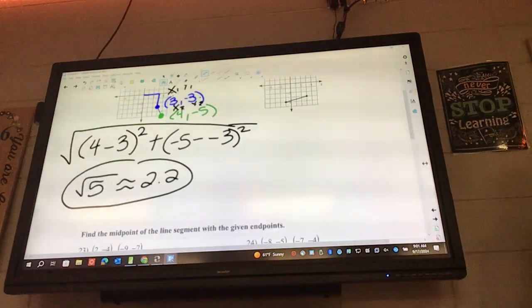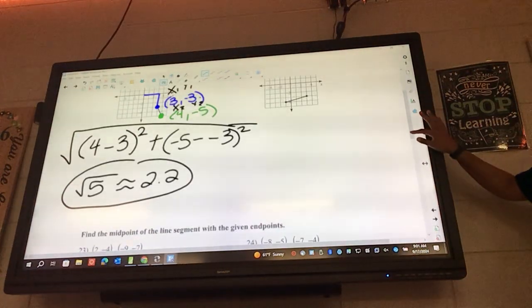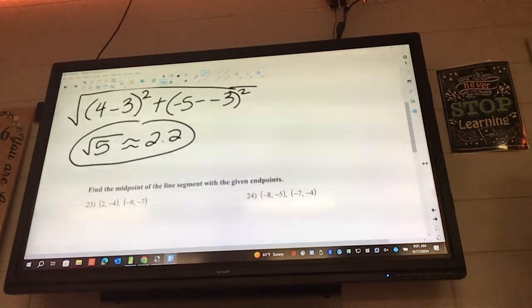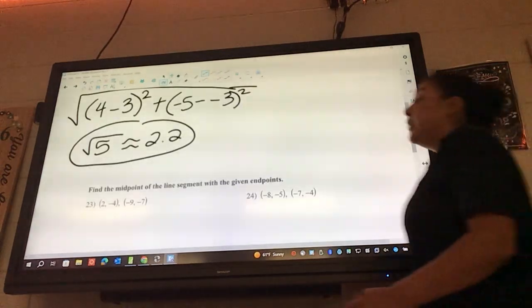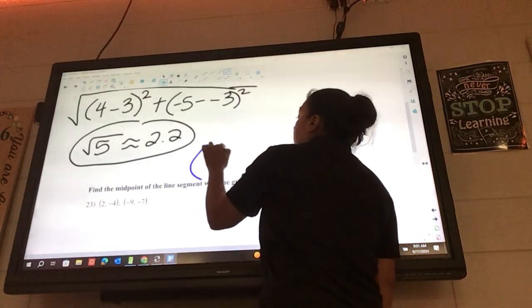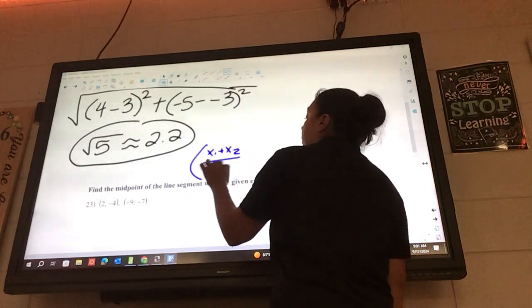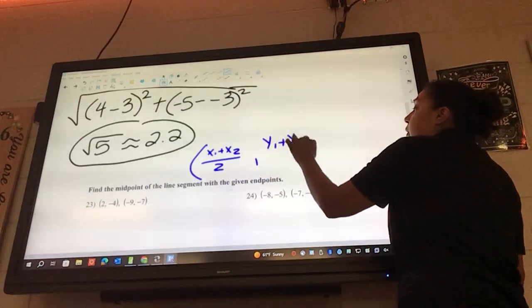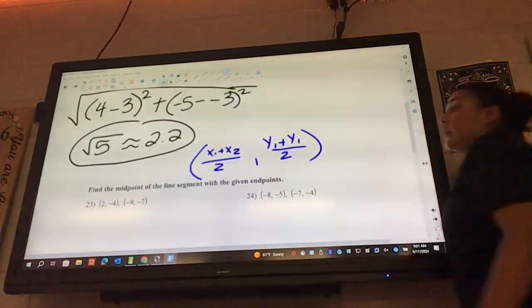We're getting there. I'm going to have to go really fast. We have a couple more. Find the midpoint of the line segment. What is the midpoint formula? Does anybody remember? The midpoint formula goes like this: X1 plus X2 over 2 for the X's, and then you do the exact same thing for the Y's, Y1 plus Y2 over 2.